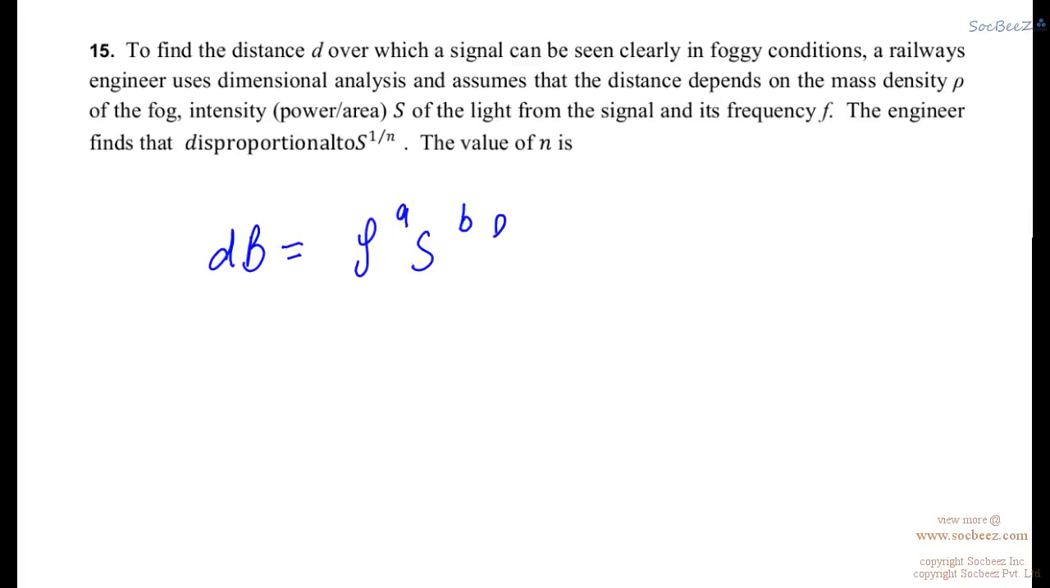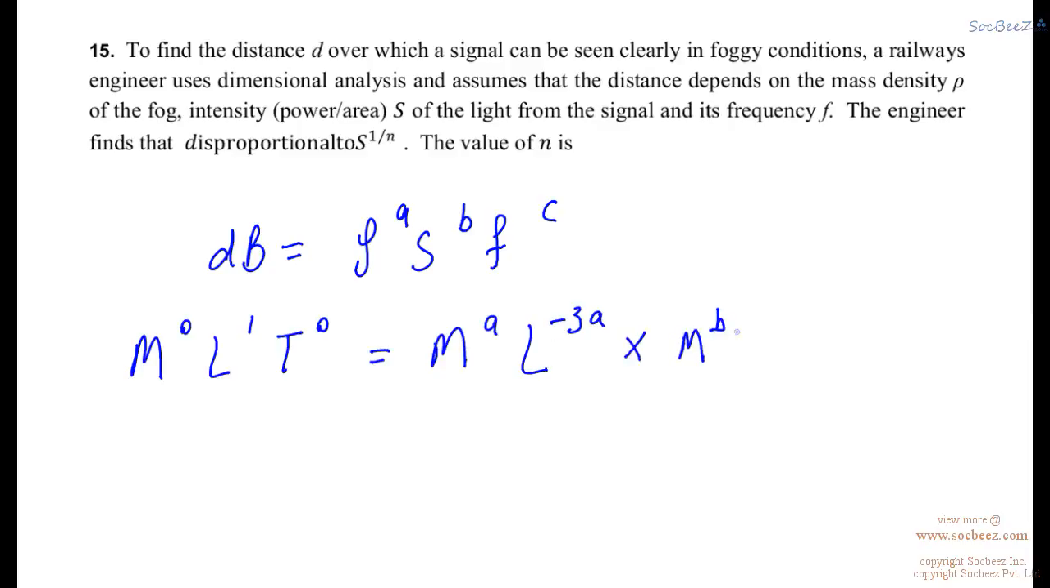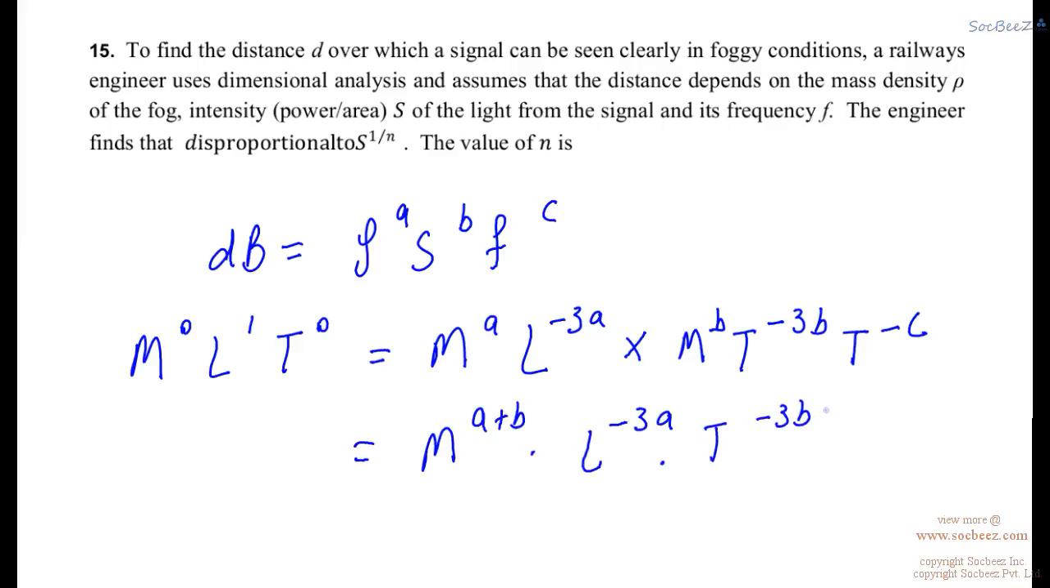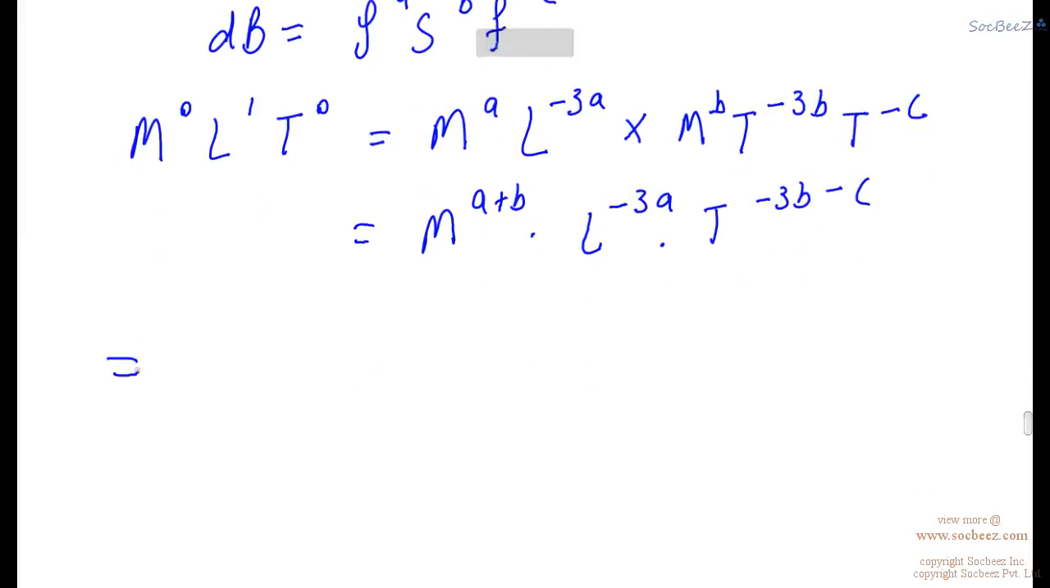dB is rho raised to the power a, s raised to the power b, and f raised to the power c. So therefore m naught L raised to the power 1 t raised to the power 0 equals m raised to the power a L raised to the power minus 3a into m raised to the power b t raised to the power minus 3b into t raised to the power minus c. So this comes out to be m raised to the power a plus b into L raised to the power minus 3a into t raised to the power minus 3b minus c. Okay, so from here a plus b equals 0 and minus 3a equals 1.